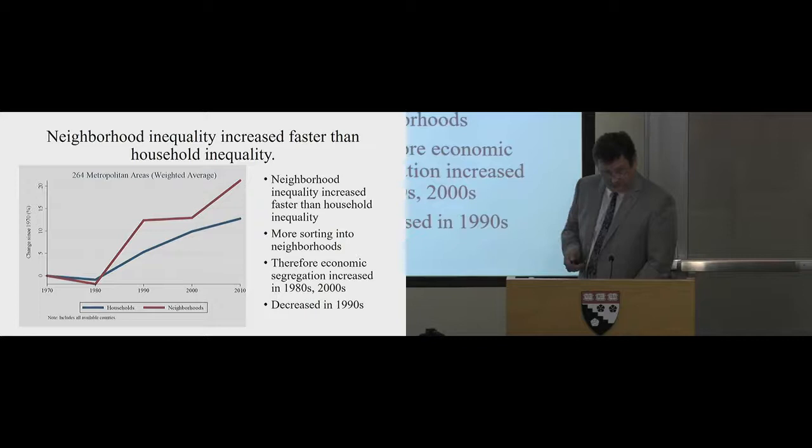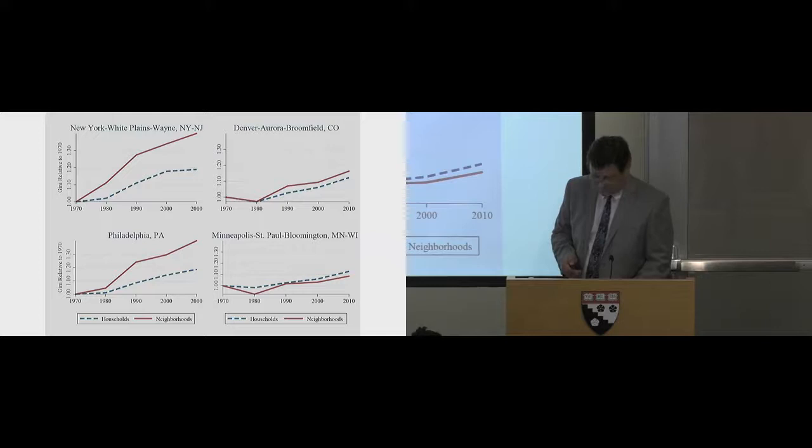So virtually every metropolitan area saw rising inequality of household income. That was just universal. But New York and Philadelphia, both on the left, experienced increases in income inequality, and that was the dominant pattern seen in most metropolitan areas. And they also had increases in economic segregation, so that neighborhood inequality increased even faster than household inequality. But if you look at the two cities on the right, Denver and Minneapolis, they also had rising household income inequality, because everybody did, but they didn't make things worse by having greater economic segregation.